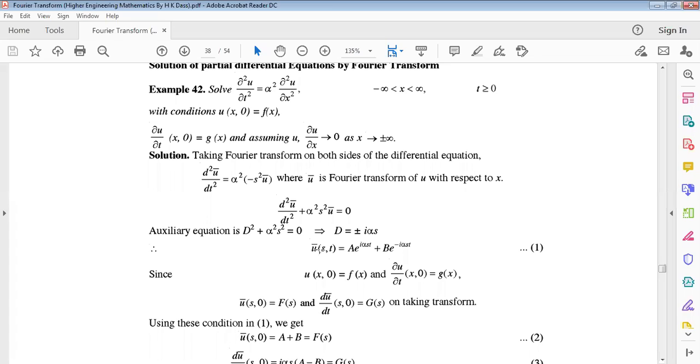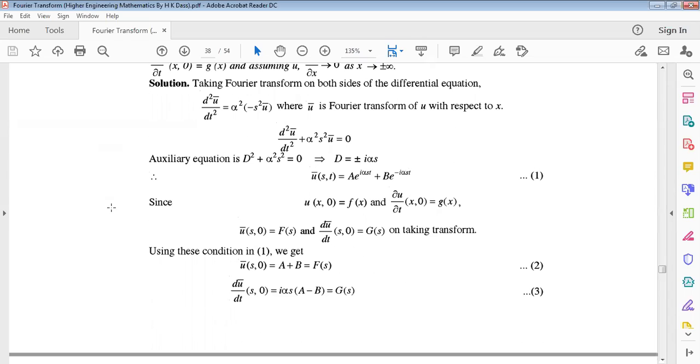Now the solution can be written as the solution of the given partial differential equation: u bar (s, t) equals to a into e to the power plus i alpha s t and b into e to the power minus i alpha s t. Remember it, there are two roots because it is second order. This is the whole solution of the given partial differential equation.